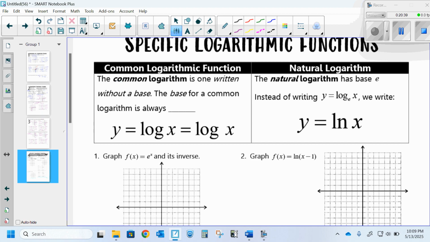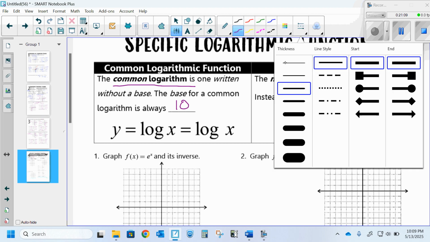Okay, one is called the common log, and this base is base 10. Notice how there's nothing written down here. You can write 10 here if you want. But the base is always 10 when it's called the common log. So if there's nothing there, I don't really want you guys writing it, but you can. Nothing wrong with writing it, but if there's nothing there, it's 10.